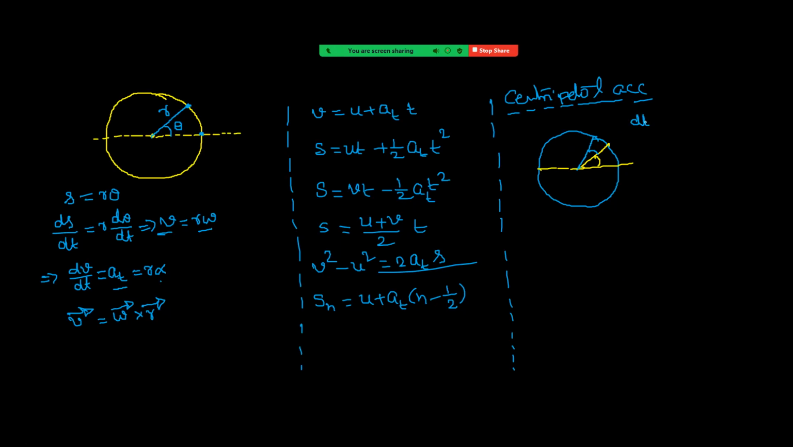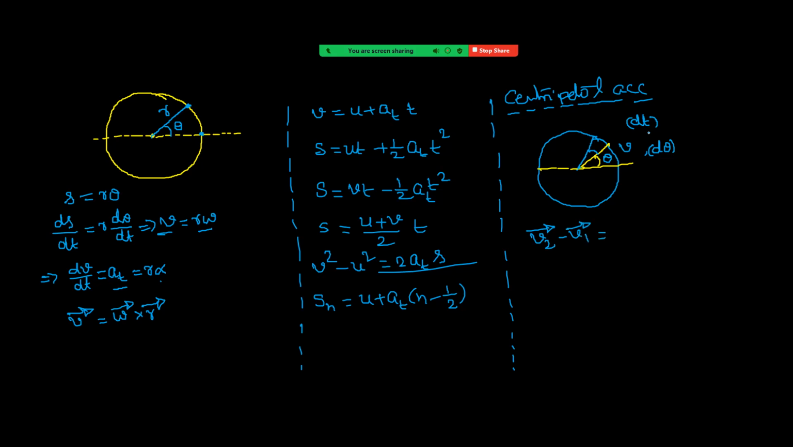In a small time interval dt, we can say that speed is almost the same because dt is very small. Suppose speed is v. Let us take this angle changes by d theta in that small time interval. Radius vector rotates by an angle d theta. Okay. Now we have to find centripetal acceleration. First focus on the change in velocity vector, V2 bar minus V1 bar.